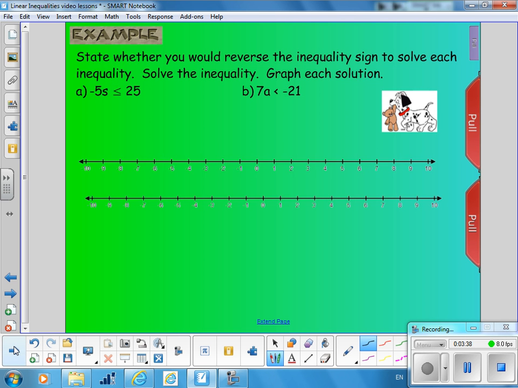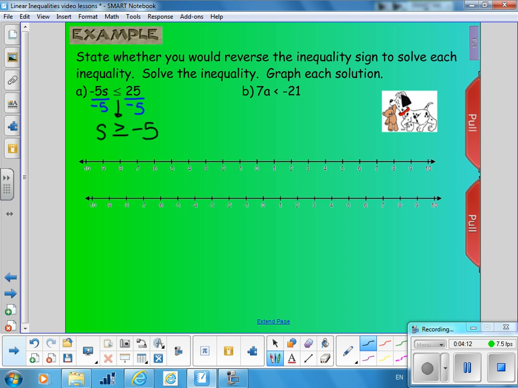So let's think about whether or not we would be reversing the inequality sign. We'll solve it, and then we'll graph it. -5s is less than or equal to 25. We want to get s by itself, so we need to divide by -5. And when we're dividing by a negative, we have to flip the inequality. So what we are going to end up with is s. Now we have to change the inequality sign, so it's going to become a greater than or equal to -5.